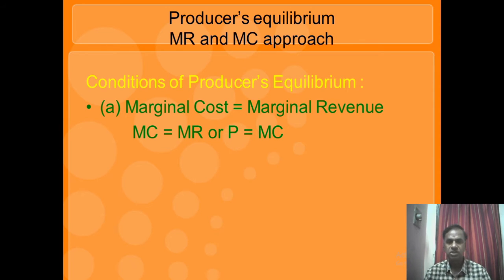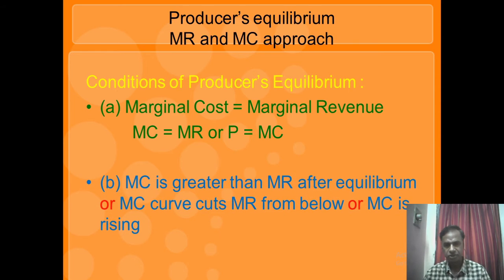So the first condition is the producer will get maximum profit when marginal cost is equal to marginal revenue. That is, MC is equal to MR, or P is equal to MC. P means price. Price is equal to MC, marginal cost.